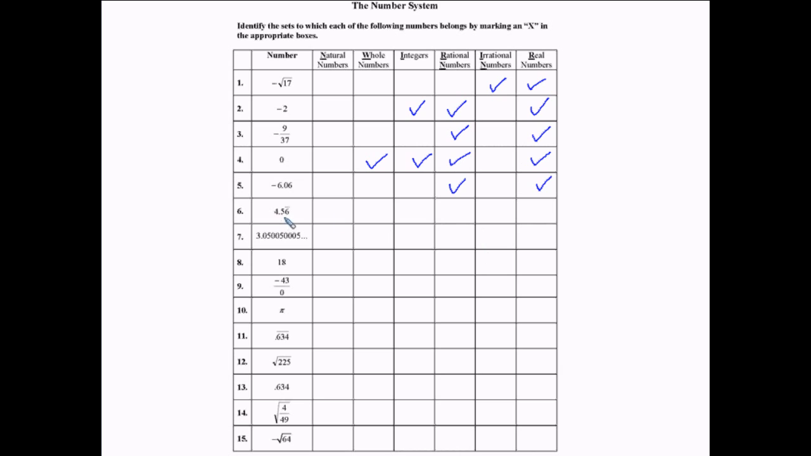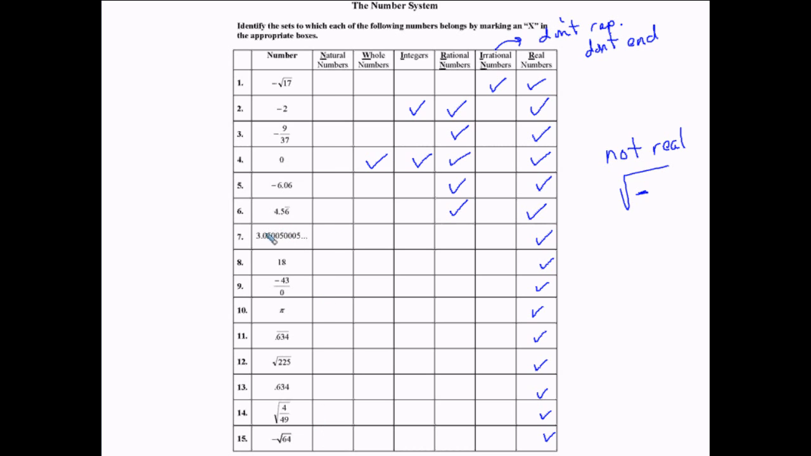How about this one? That 6 has a bar over it, so it's repeating. Rational or irrational? Irrational: they don't repeat, they don't end. Let's just do this, because they're all going to be real. The only way you get not real is if you have a negative under the square root. We're not going to be dealing with that. So these are all real.